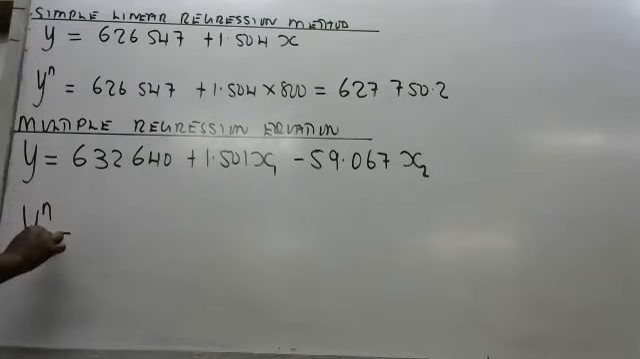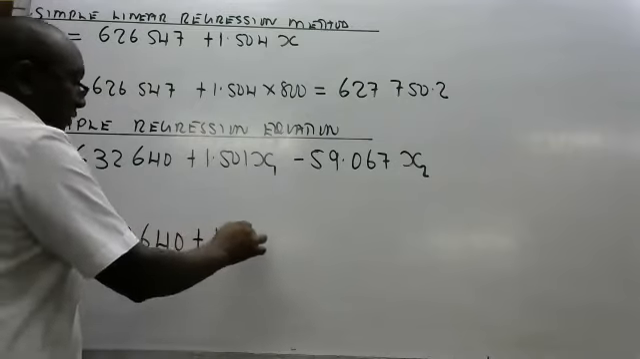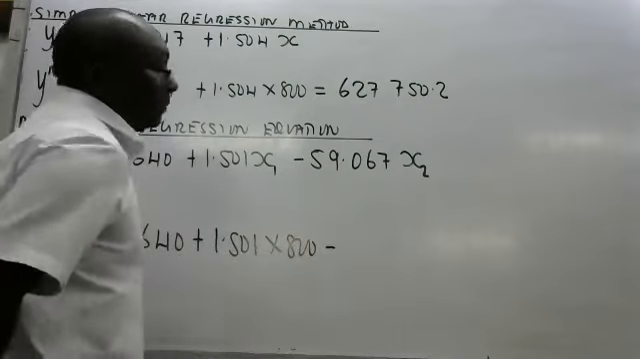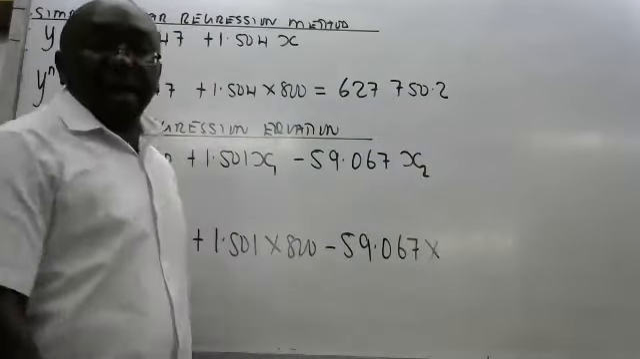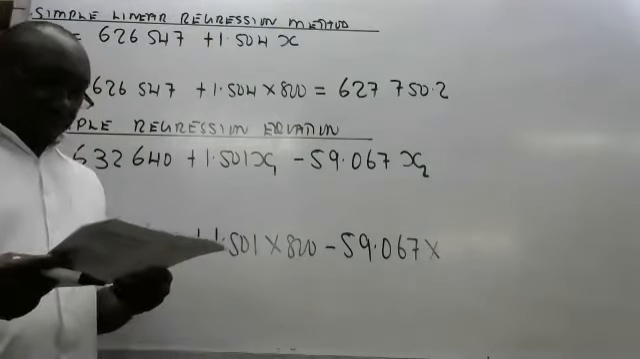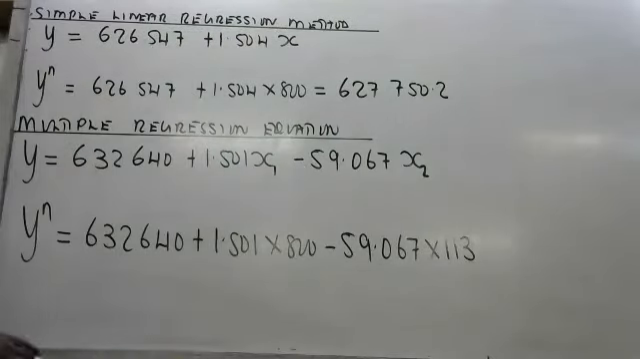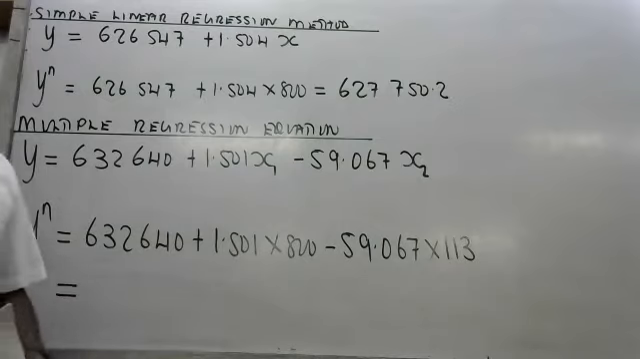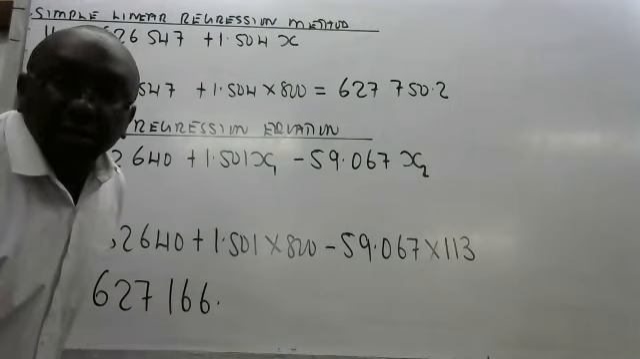So the y predicted should be 6,2640 plus 1.501 times 800. Those are the units you are using. Minus 59.067 times, looking at information two, we are told the index should be 113. So send me the answer. 627,166.23.